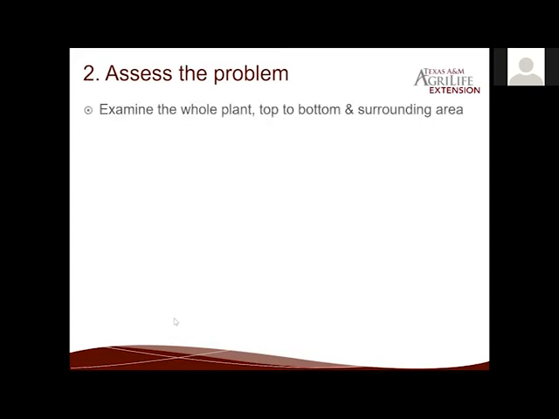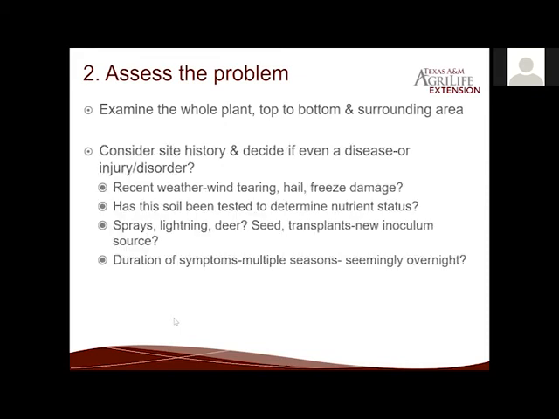Next, you want to assess the problem by examining the whole plant top to bottom and the surrounding area for any clues of anything that might have happened, especially with abiotic histories. Consider your site history and decide, again, if it's even a disease, or is it an injury or a disorder. Consider things like recent weather, particularly hail or old freeze damage. So don't only consider last week, but especially this past winter. We're still seeing calls coming in about, hey, what is this? And it's just freeze damage.